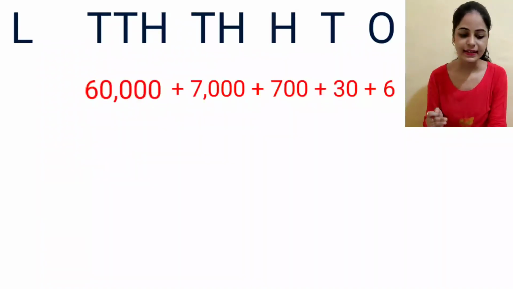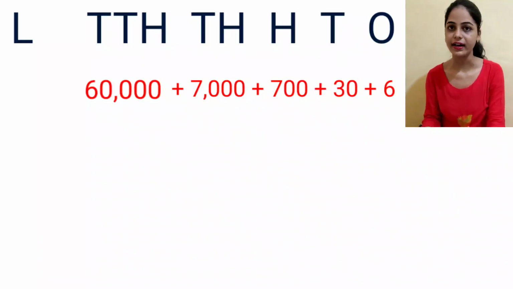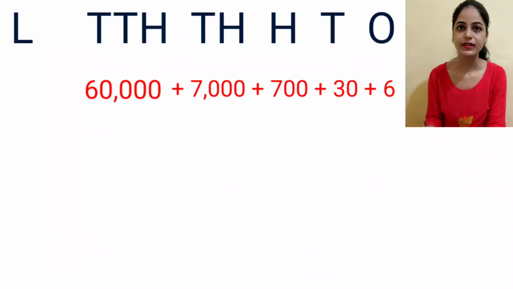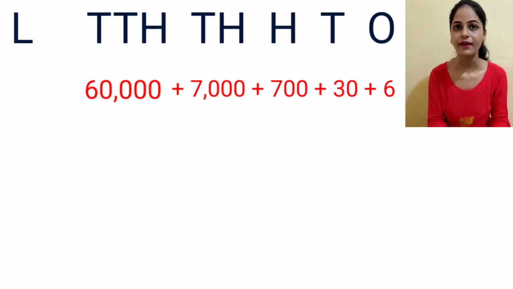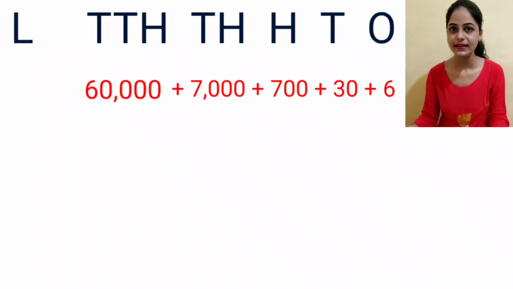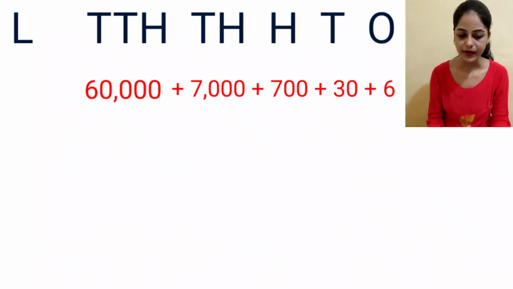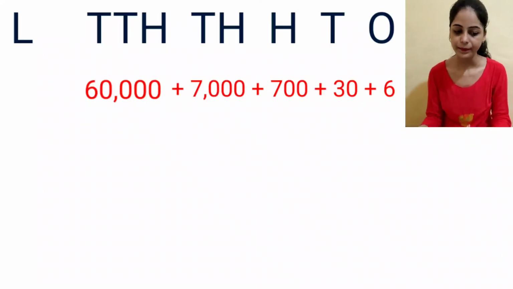Next, 67,736. First, we have to split 67 into 60 and 7. So we write 60,000 plus 7,000 plus 700 plus 30 plus 6.